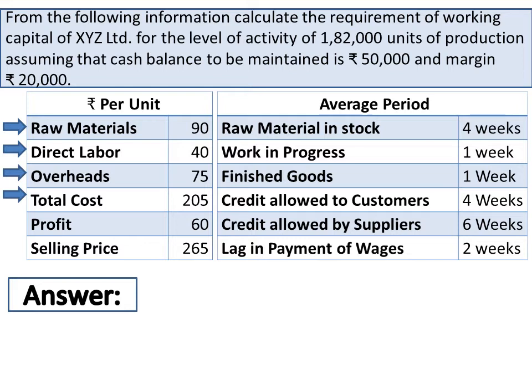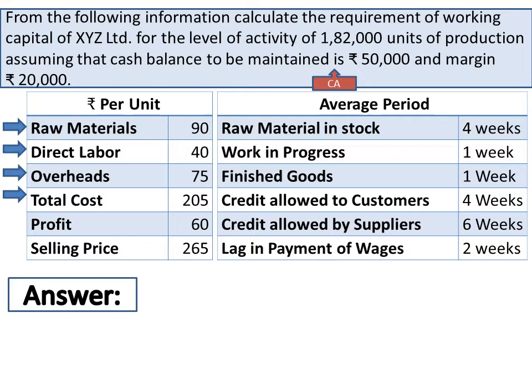From the following information, calculate the requirement of working capital of XYZ Limited for the level of production of 1,82,000 units of production, assuming that cash balance to be maintained is rupees 50,000. Now mark this as current asset. Cash balance to be maintained is rupees 50,000. So that is our current asset. Okay. And margin rupees 20,000, that we shall consider at the last stage of calculation.